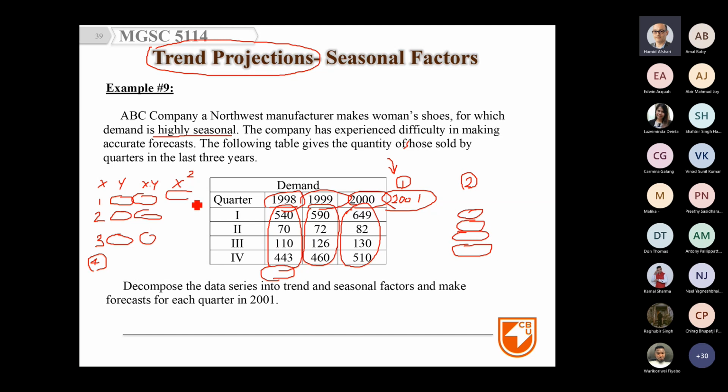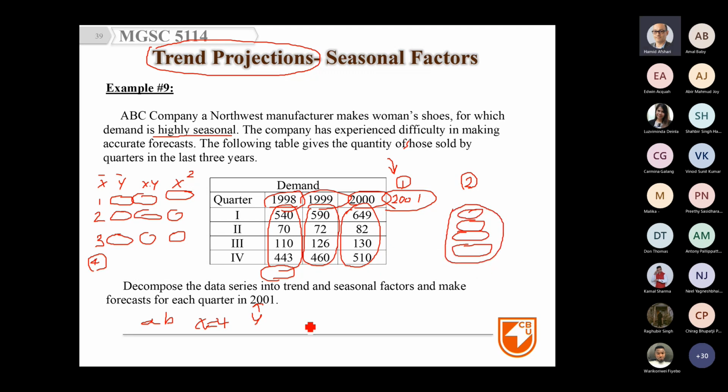Then I'm able to calculate x squared. Then I'm able to calculate x bar, y bar, and then x bar squared, y bar, whatever. Then I'm able to calculate a, b, and because x is equal to 4, I can easily calculate y for year 2000. After I calculated the y value for year 2000, is it finished? No. Still, I have to proceed. I have to divide it to different seasons.